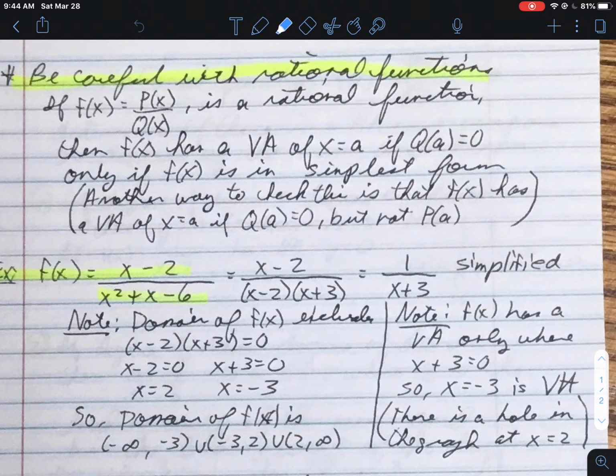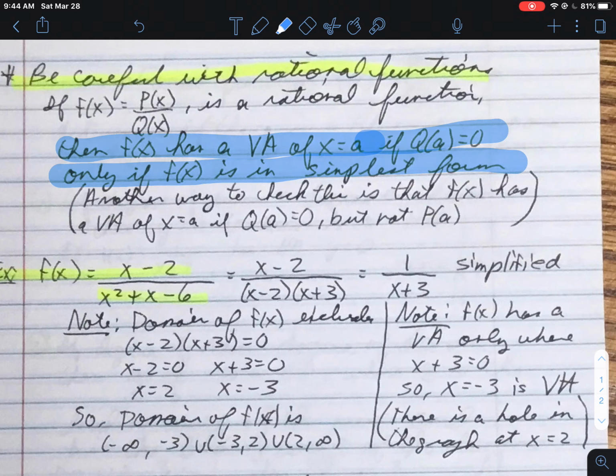Now, be careful with rational functions, okay? There's a little bit extra to this, whether you're talking about domain versus the location of vertical asymptotes. So if we have a function f of x, p of x over q of x, a rational function, f of x has a vertical asymptote whose equation is x equals a, that vertical line, if the denominator is 0. Here's the extra piece of this, though. Only if that function is in simplest form. And what does that mean?